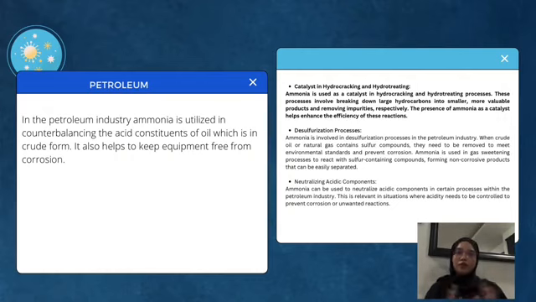So, to conclude, while ammonia itself is not a primary product of the petroleum industry, its unique properties and versatile applications make it an essential component in various processes and contribute significantly to the overall efficiency and sustainability of the industry.